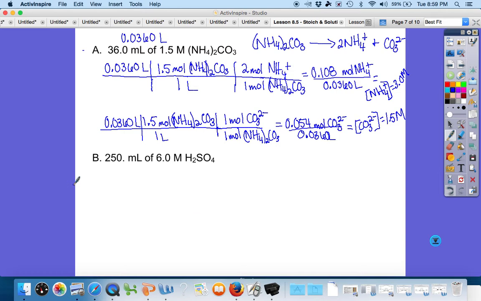Our second example, with 250 milliliters, convert this to liters. So we have 0.250 liters of our solution. That is a 6 molar solution. So for every liter of solution, there is 6 moles of sulfuric acid.